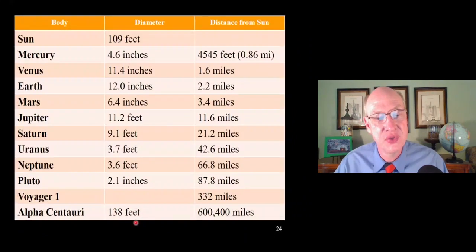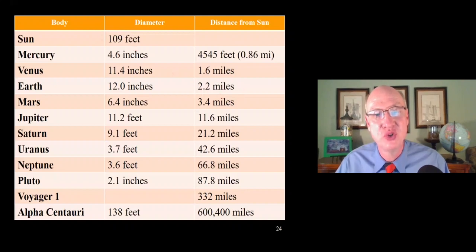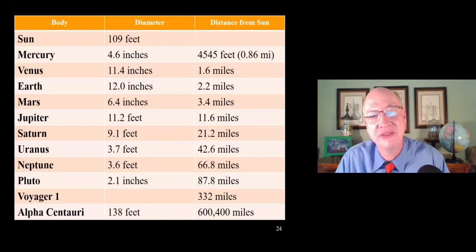It's about 138 feet across, and it is 600,000 miles from our sun on our scale model. That's not its real distance. That's its distance in our scale model, where the sun is only 109 feet across and 2.2 miles from the Earth. To put that in perspective, Alpha Centauri is 2.5 times the distance to our moon. We would have to build a ball that's 138 feet across and transport it 2.5 times further than the moon.